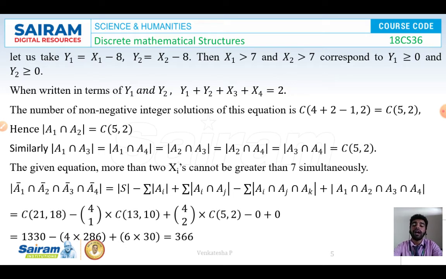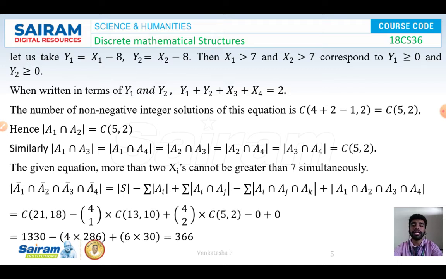So now finally I will be finding the number of non-negative integer solutions. So that is given by the order of A1 complement intersection A2 complement intersection A3 complement intersection A4 complement, which will be equal to mod of S, or order of S minus summation order of Ai plus summation order of Ai intersection Aj minus summation order of Ai intersection Aj intersection Ak plus order of A1 intersection A2 intersection A3 intersection A4.